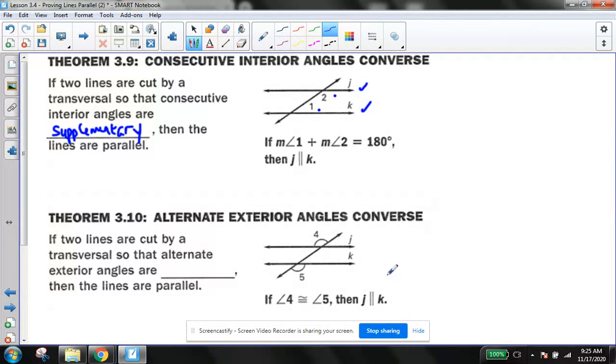If we have alternate exterior angles, like we do in angle 4 and angle 5 being congruent to one another, then we can say that the two lines were in fact parallel to one another.